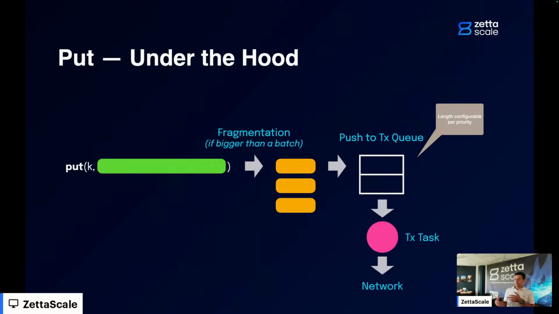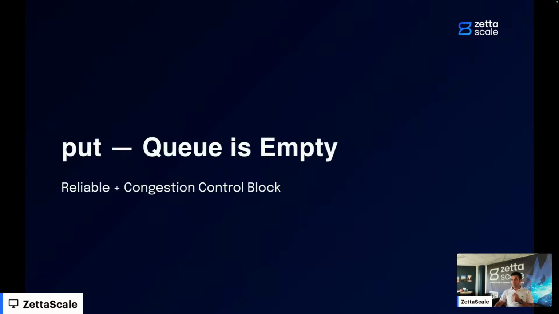And in parallel, there is a task, which is the TX task. We'll discuss that in a little bit. It does nothing else but essentially take things out of the transmission queue and send them on the network, okay?